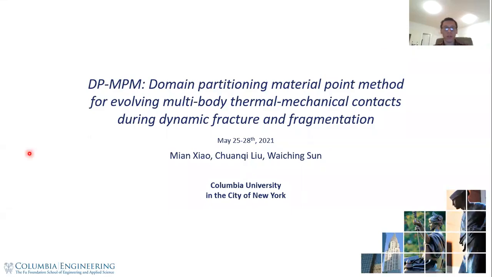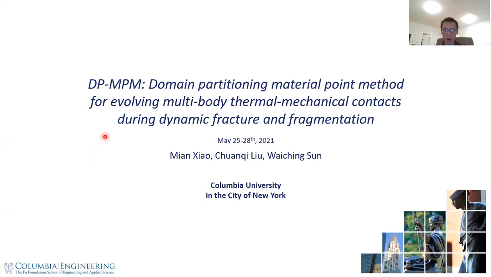Today, I would like to present my work, Domain Partitioning Material Point Method for Evolving Multi-Body Thermomechanical Contacts during Dynamic Fracture and Fragmentation. This work is submitted for the special symposium in honor of Professor Frank DiMaggio, who is a genius in constitutive modeling and introduced the CAP+ system model.